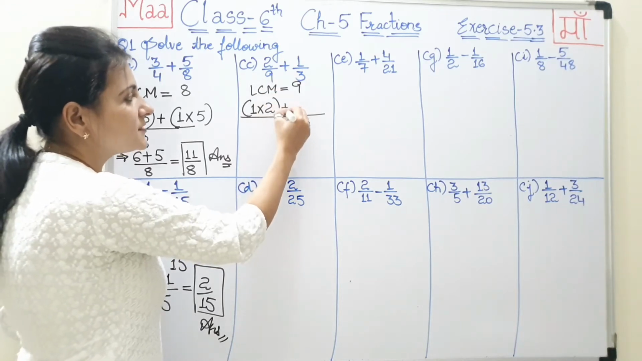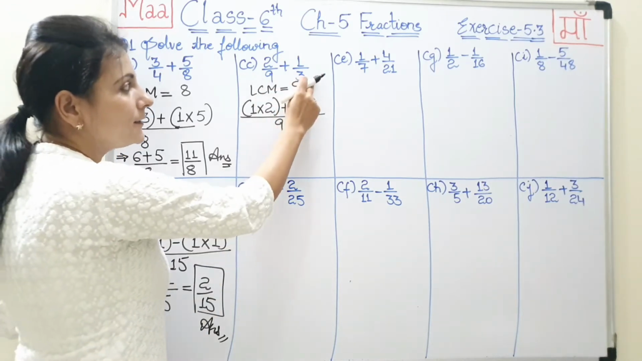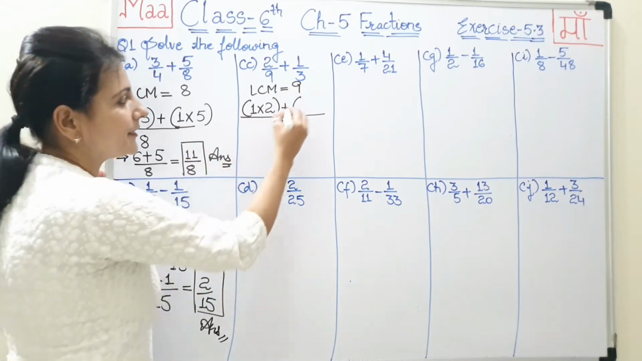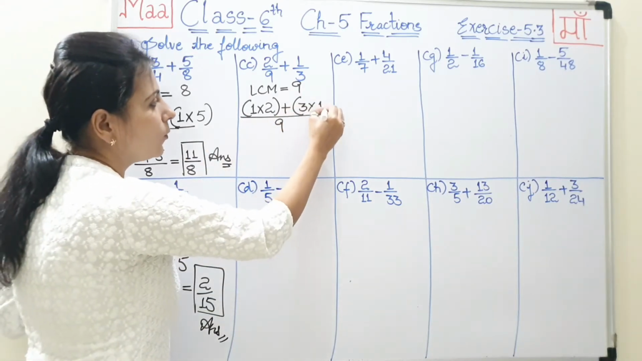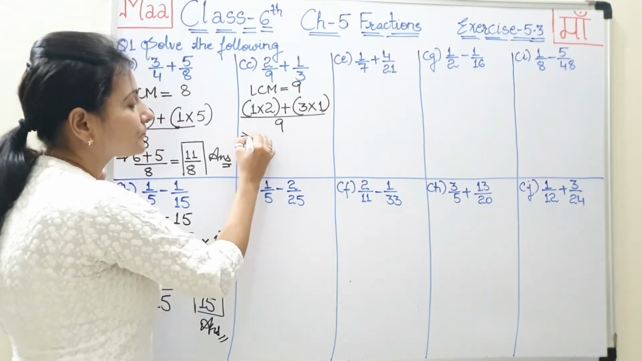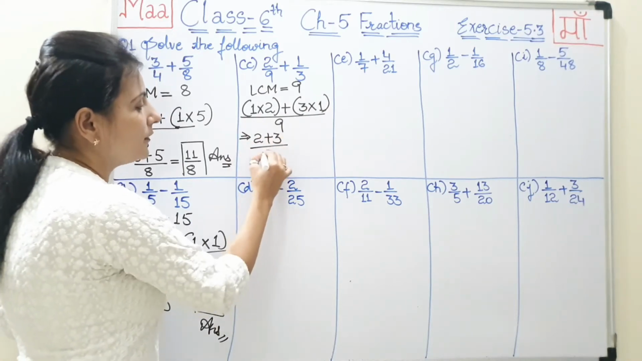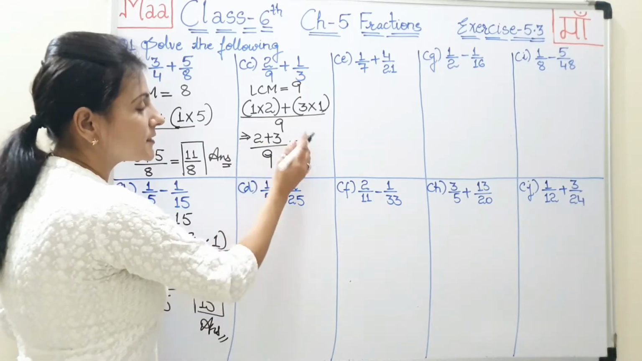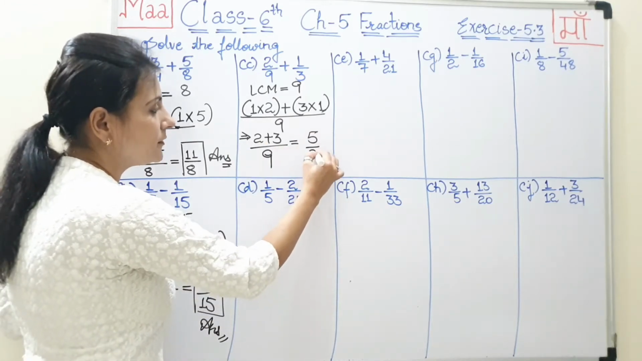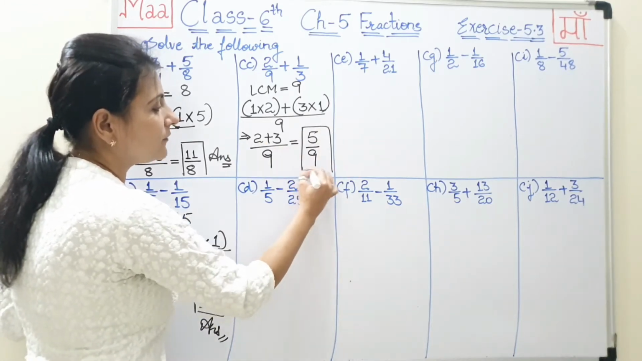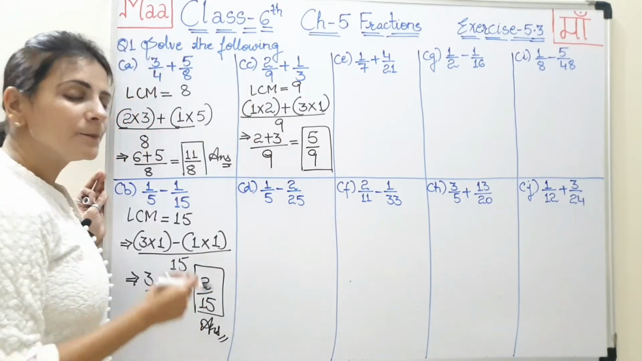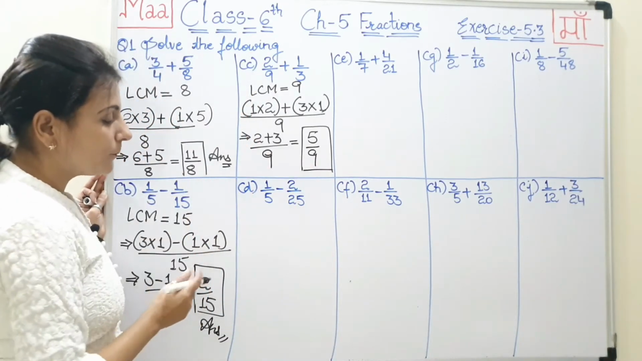Then in between, plus sign, again make one bracket. In the table of 3, 9 comes 3 times, so we will write 3 multiply by 1. Now next step, 2 ones are 2 and 3 ones are 3 upon 9. So 2 plus 3 is equal to 5 upon 9. So this 5 upon 9 will be the answer of part C. Let us move on to part D.